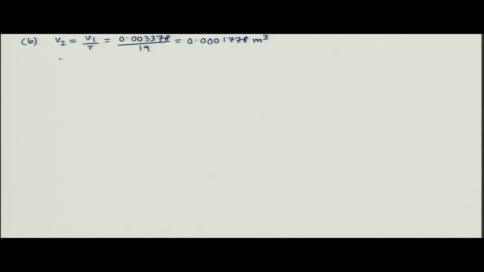So, we can now find what is V3. V3 is this cut-off ratio times V2, right. Then if you substitute the numbers, I am not writing it here again. So, you will get 0.0004199 meter cube. So, that is the V3, and we already know V4 is nothing but V1 because it is a constant volume process. Okay.